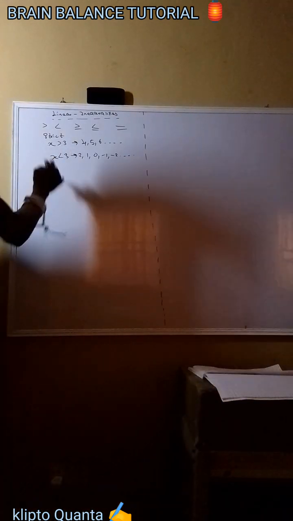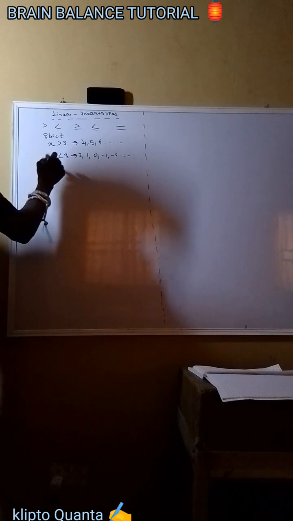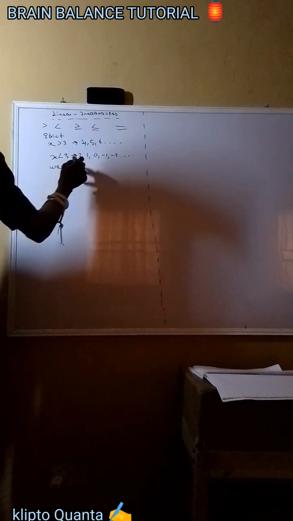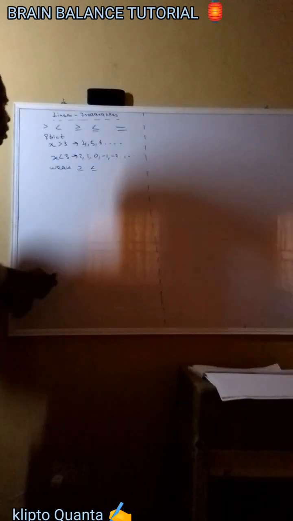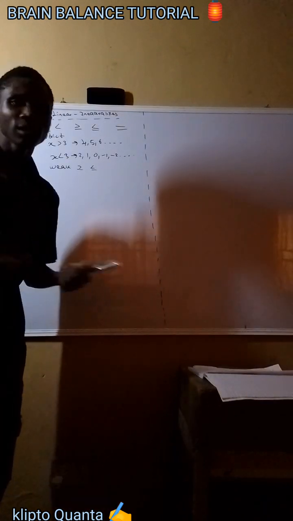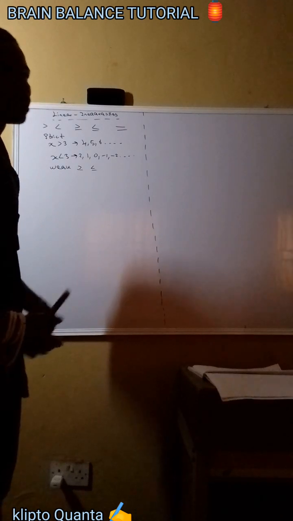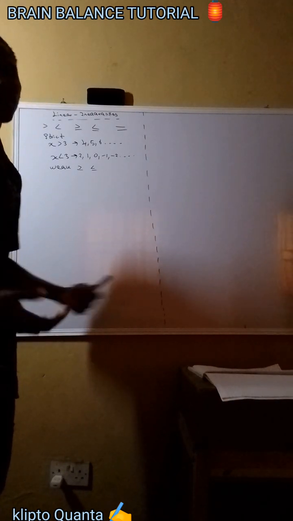Now, talking about weak inequality. These two are the signs for weak inequality. And why do they call them weak inequality? Simply because they don't like to move on to the next level. They love to bring along their friends, and that is a good thing.